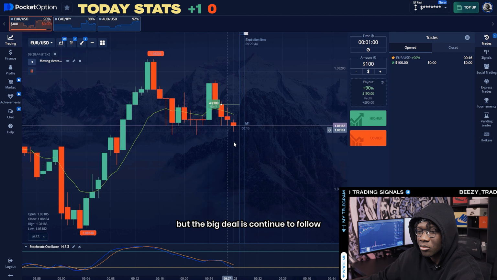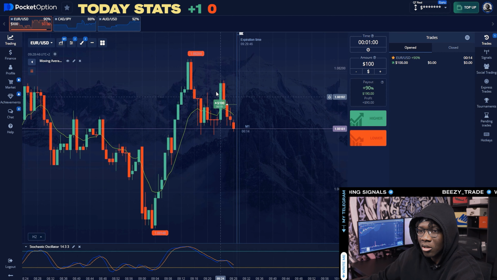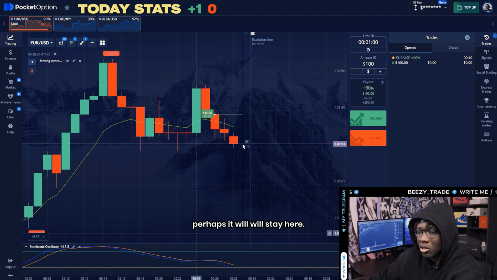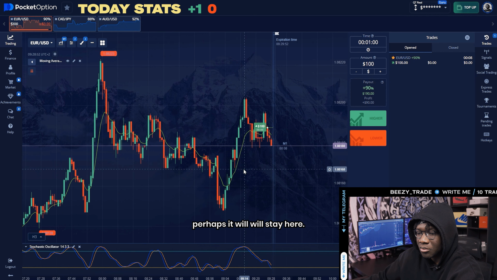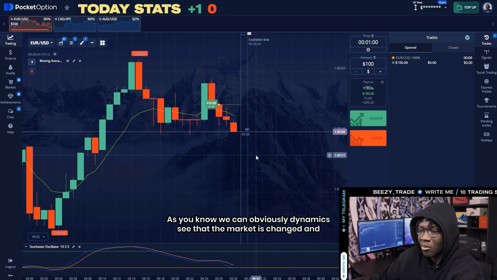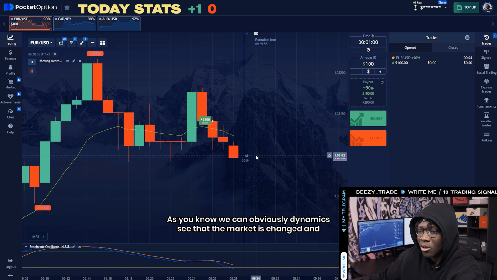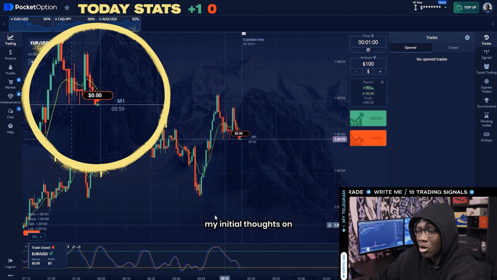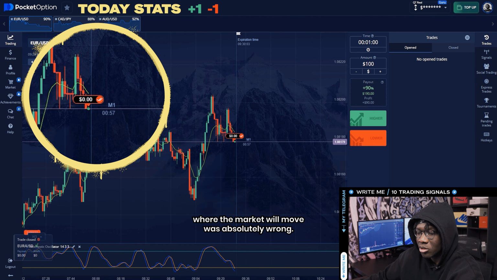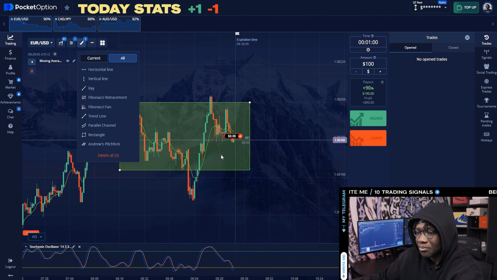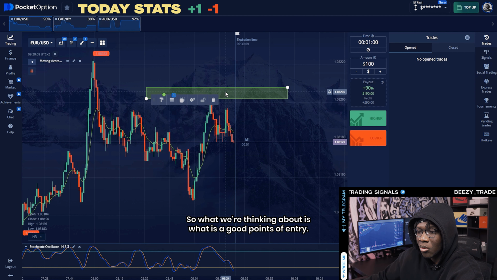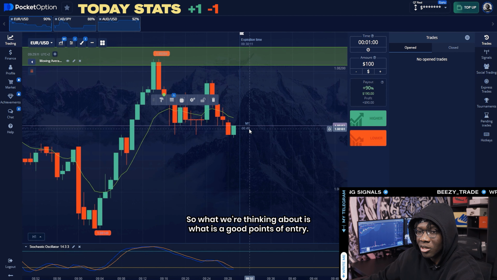But no big deal. Let's continue to follow Australian dollar USD, or perhaps maybe we'll stay here. As you can see now, we can obviously see the dynamics, see that the market has changed, and my initial thoughts on where the market will move was absolutely wrong. So now we can see the market's move in a downward direction. So what we're thinking about is, what is a good point for entry?